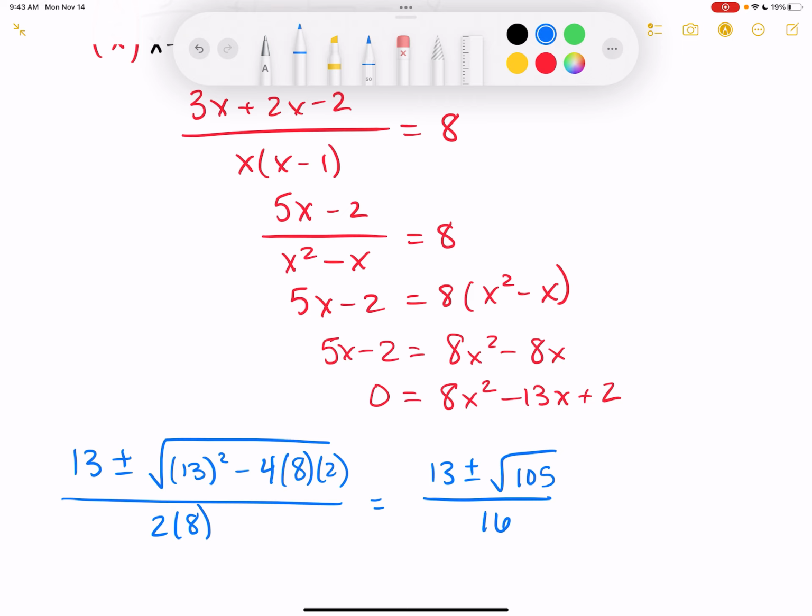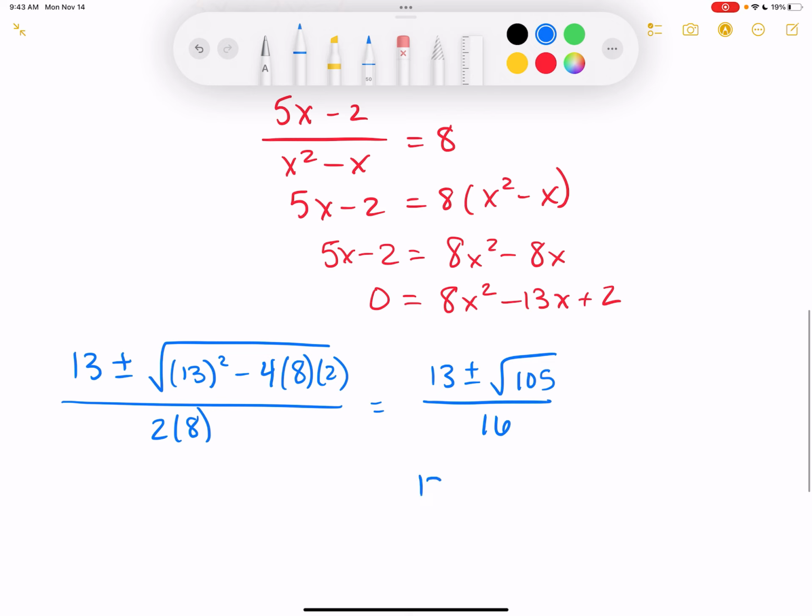These are going to give you weird answers, so you're going to type them in your calculator and get the decimal values for them. They're not going to be nice and pretty. So you have two answers: 13 plus the square root of 105 over 16, and 13 minus the square root of 105 over 16.